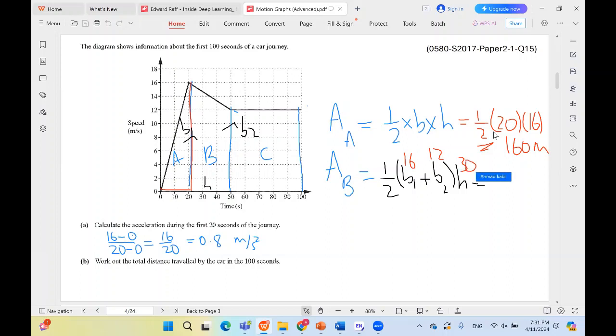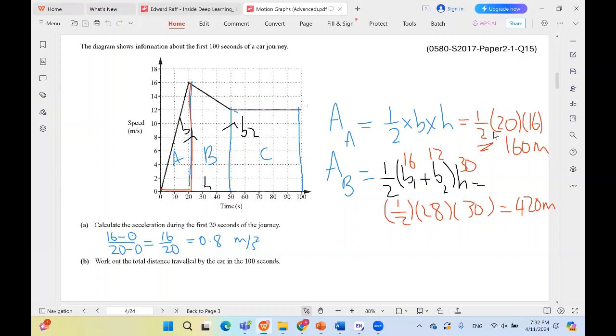So we have half times 28 times 30. We can use the calculator for that. You get 420 meters as a final answer.